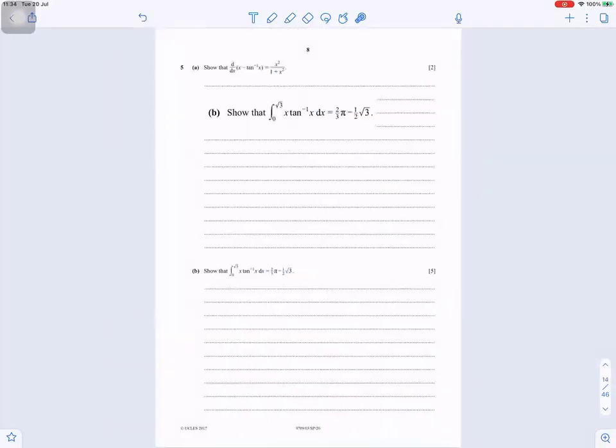Question number 5. Show that the differential of x minus arctan x is equal to x squared over 1 plus x squared. And this is part B there.